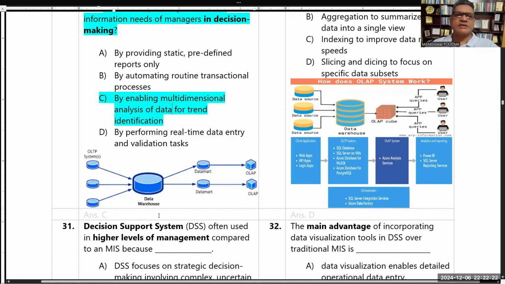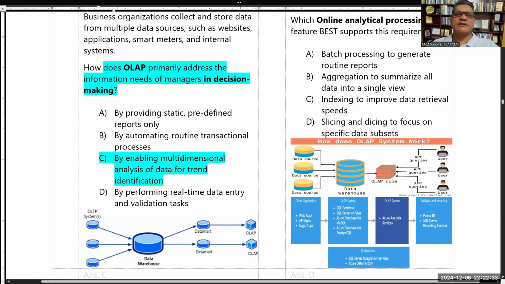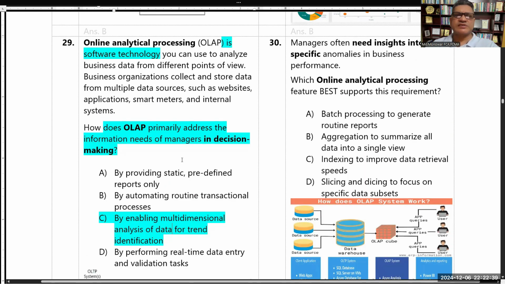So from this data warehouse, multidimensional analysis of data for trend identification, there is the online analytical processing, which primarily addresses the information needs of managers in decision making.